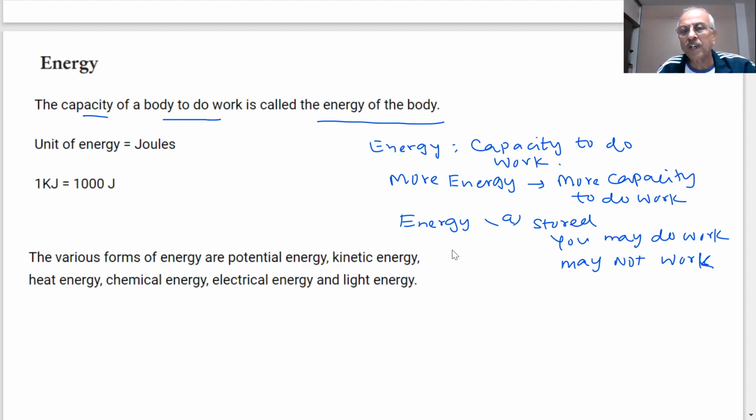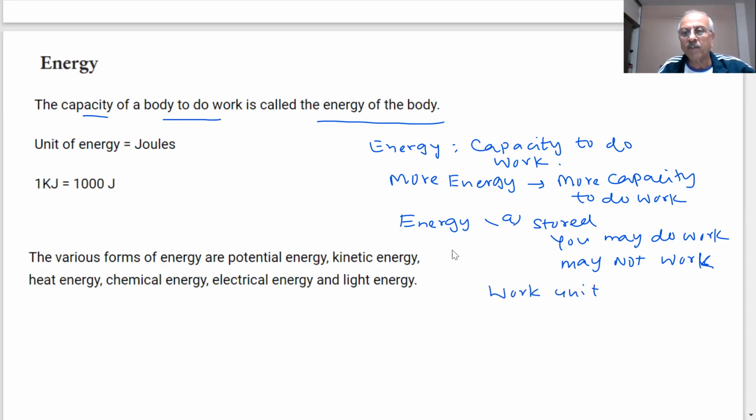So what will be the units of the work? I said energy and work are the best two friends, brothers and sisters, and they are nothing but the same thing, and they will have the same units. So much so that they have the same units. So what are the units of the work?